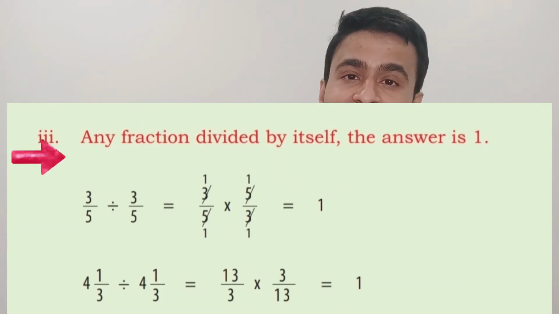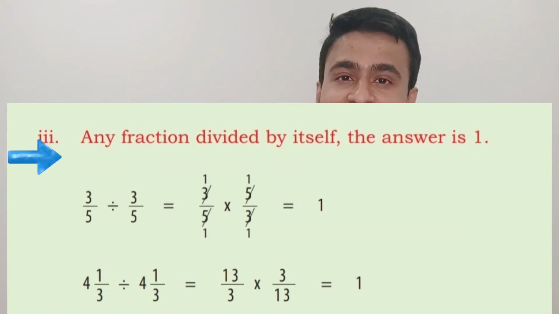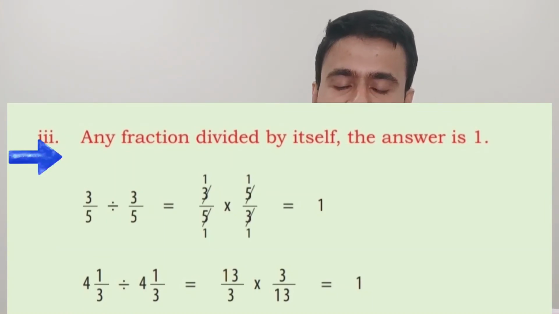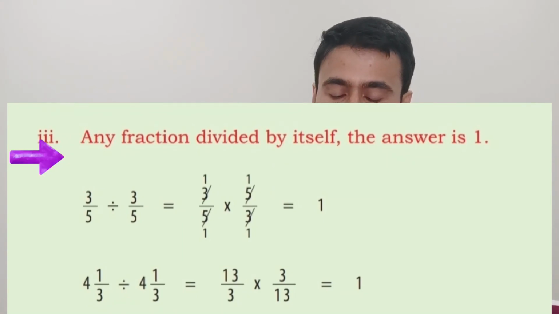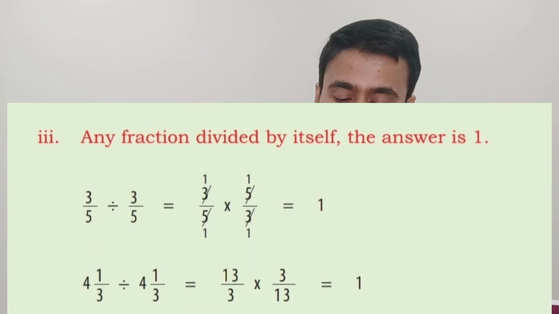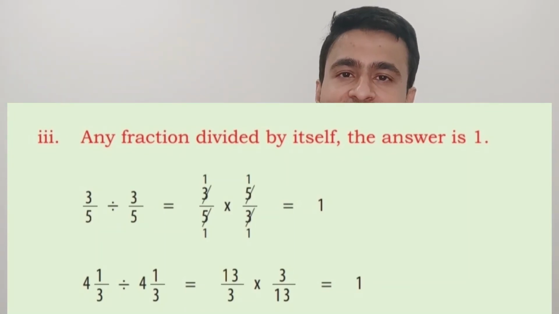How do we get that? How can we convert that division into multiplication? We've seen that earlier. That's right. Take the multiplicative inverse. So 3/5 into 5/3. As you can see, the numerator and the denominator get cancelled out and the answer is 1. In the same way, 4 1/3 divided by 4 1/3 is equal to 13/3 into 3/13, which is 1.